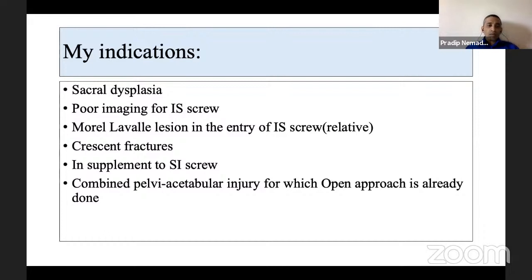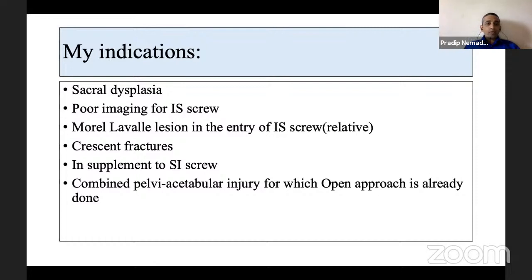Sometimes we have a more bad morel-lavallee lesion at the entry point of the iliosacral screw, and that can be a relative indication to abandon it and do a plating. Crescent fracture Day type 1 or Day type 2 can be an indication for the sacroiliac plating. One is a definite indication and two is a relative indication. Nowadays, I would like to treat all my Day type 2 fractures by sacroiliac plating. I'll show a few cases in support of that.